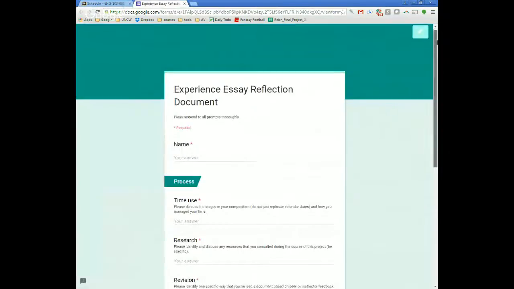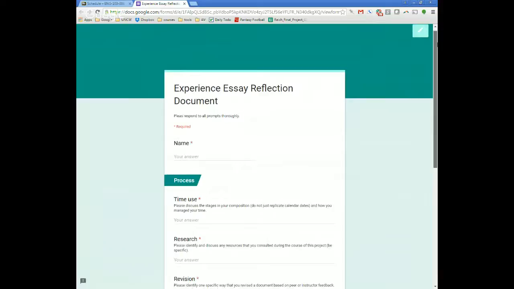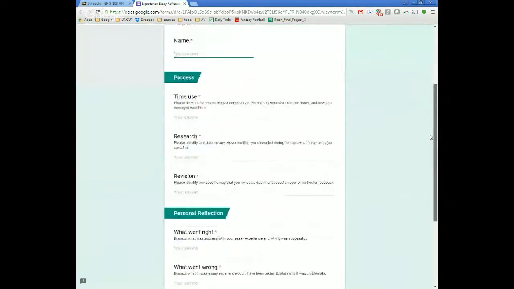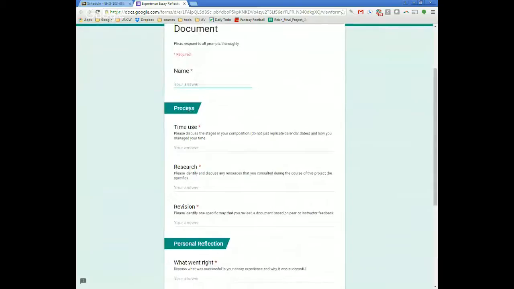If I click on that, it's essentially the counterpart to the intention document, which we did near the beginning of the semester. So you can see you've got your name here, and then there's 6 questions in 2 categories. We've got a process category where we have a question about time use. Please discuss the stages in your composition. Do not just replicate calendar dates, and how you managed your time.